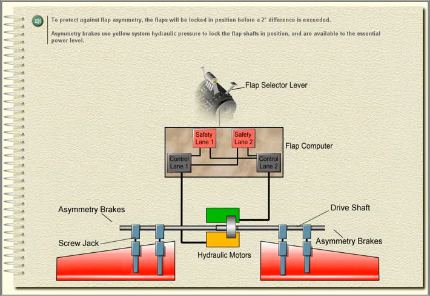To protect against flap asymmetry, the flaps will be locked in position before a 2-degree difference is exceeded. Asymmetry brakes use yellow system hydraulic pressure to lock the flap shafts in position and are available to the essential power level.